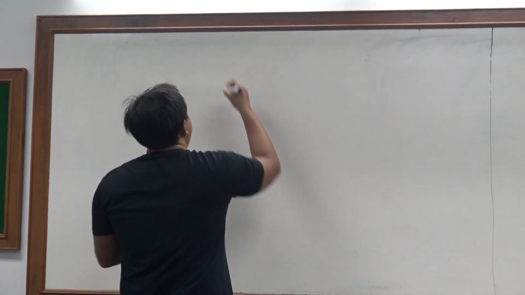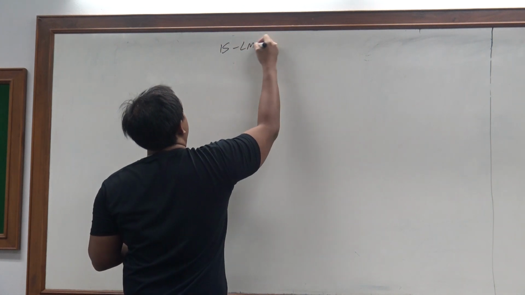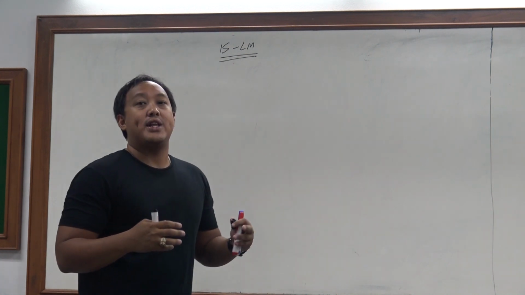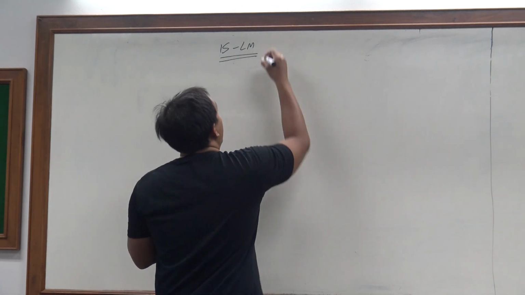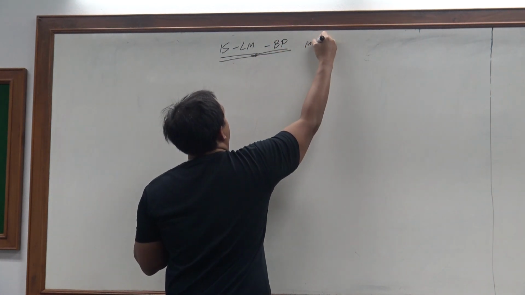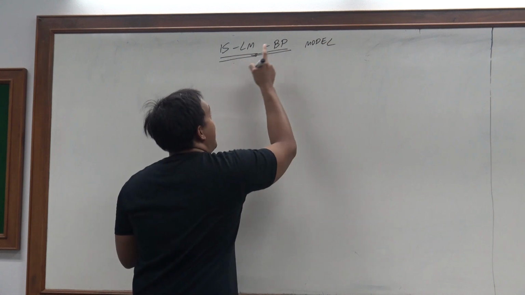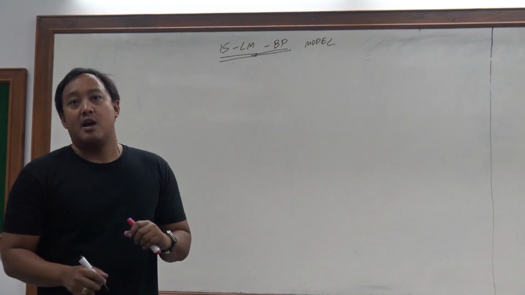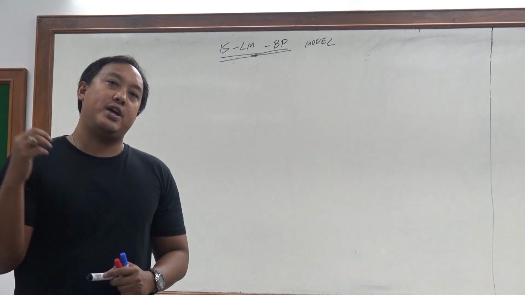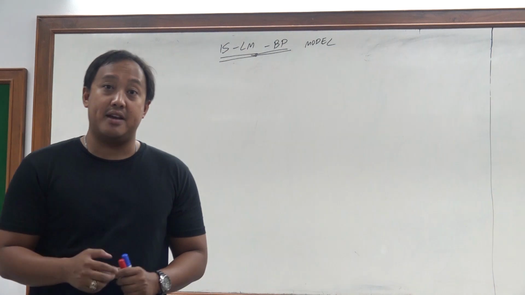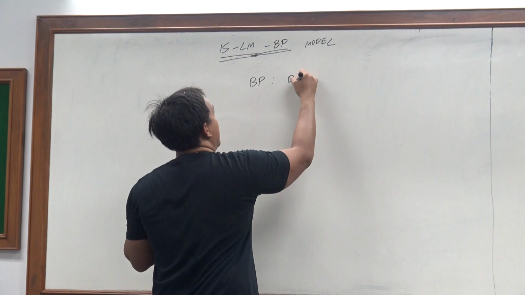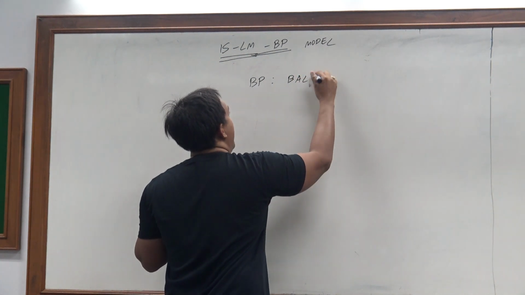One. After we have the IS curve, after we have the LM curve, next we're going to try to expand our model. So we're going to add one more curve, the BP curve, so it becomes the IS, LM, and BP model. The new curve that we're going to add into the model, we're going to call it BP. The BP curve comes from the words balance of payment.